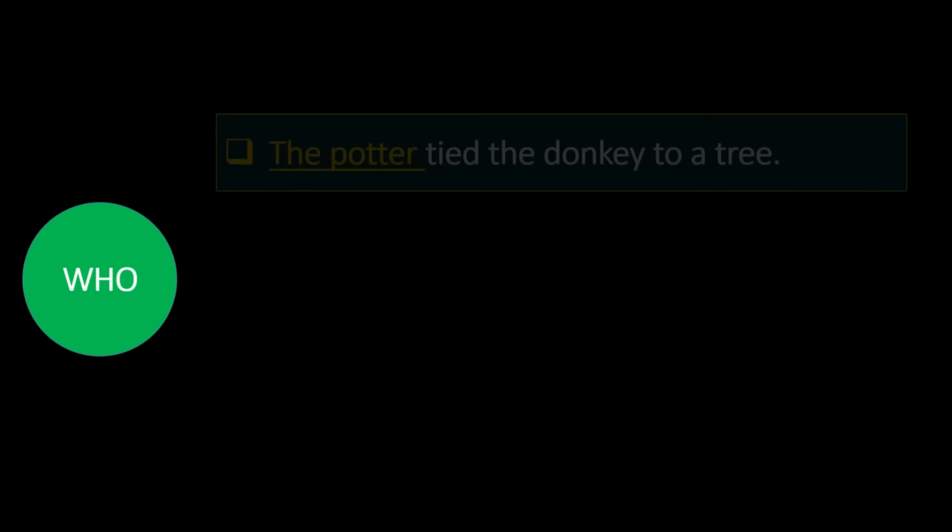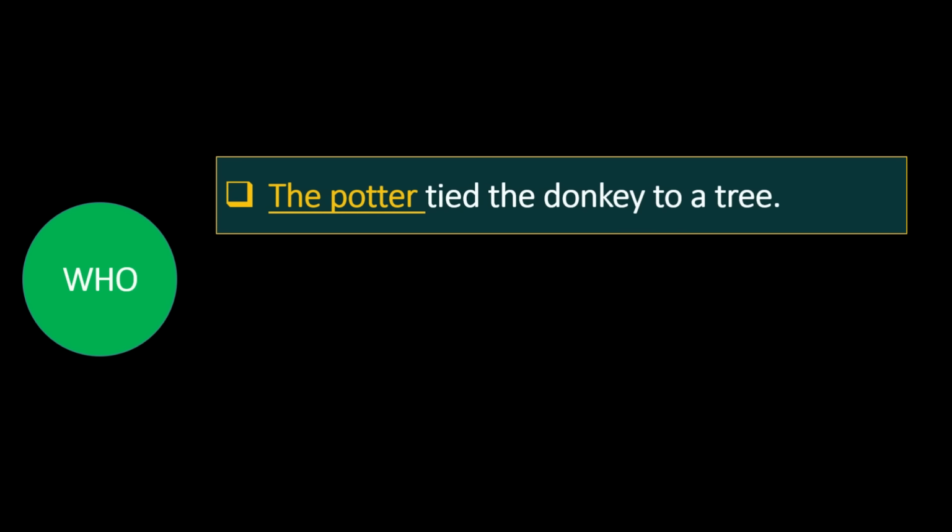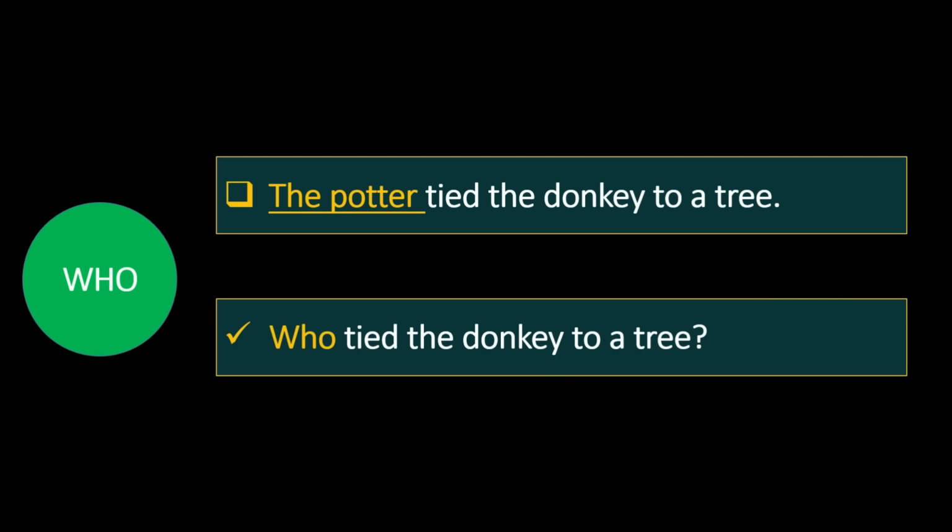Let's look at who again with a different example sentence. The potter tied the donkey to a tree. Now here the focus subject is the potter. Now we have to get the potter as the answer by questioning with who. Let's try this. Who tied the donkey to a tree? Again, we used who in place of the potter, the subject, and we haven't changed the main verb. That's it, and we put a question mark at the end.